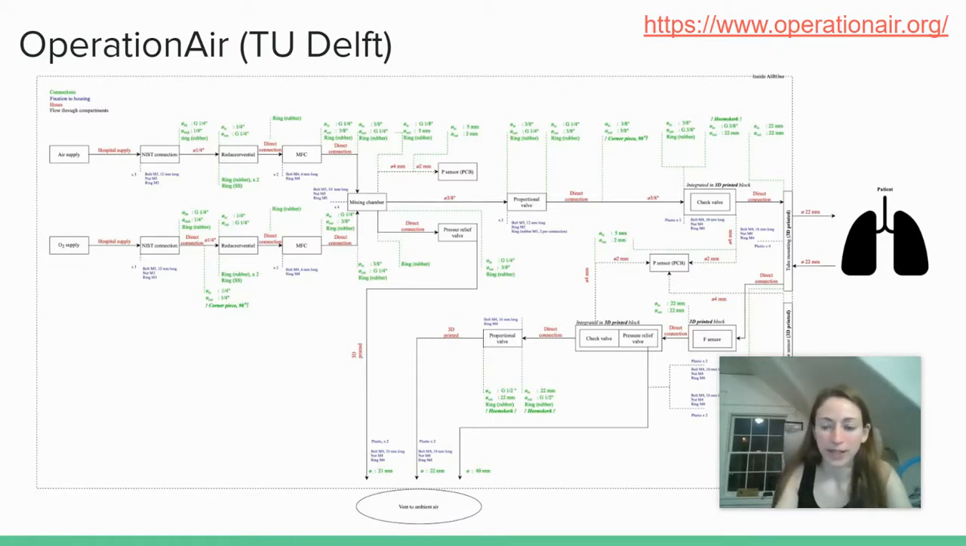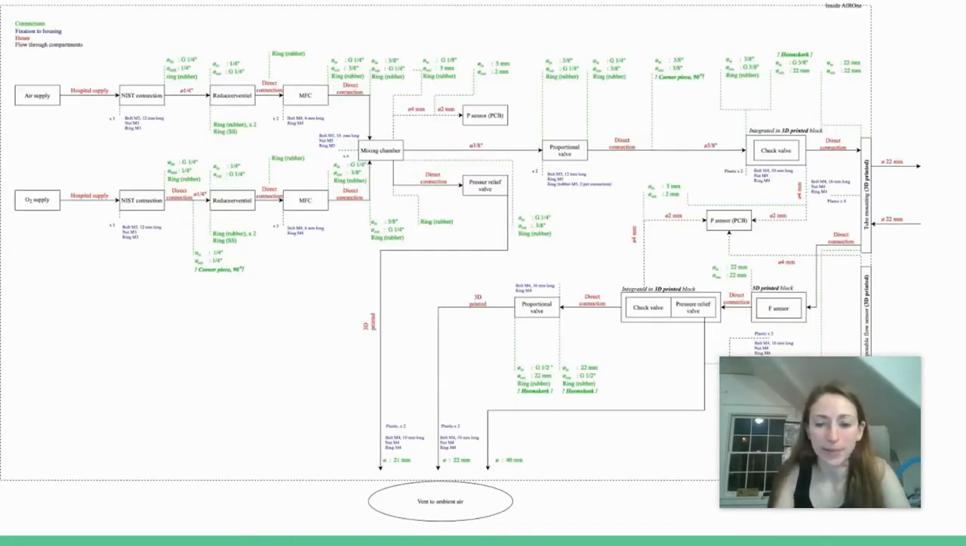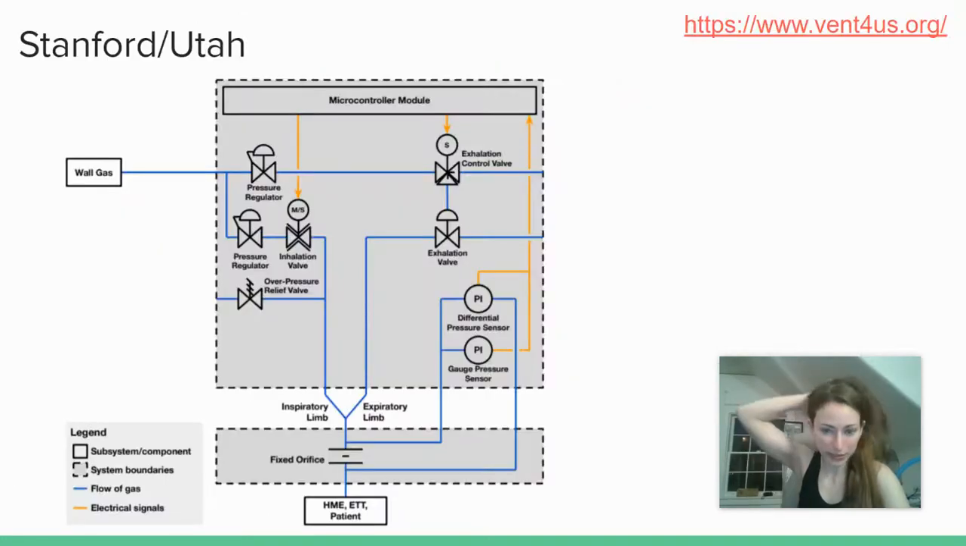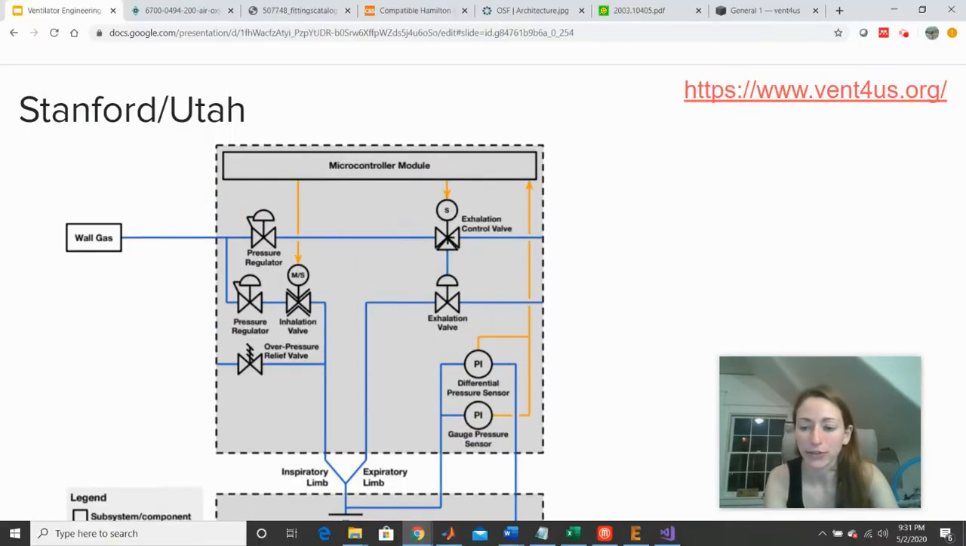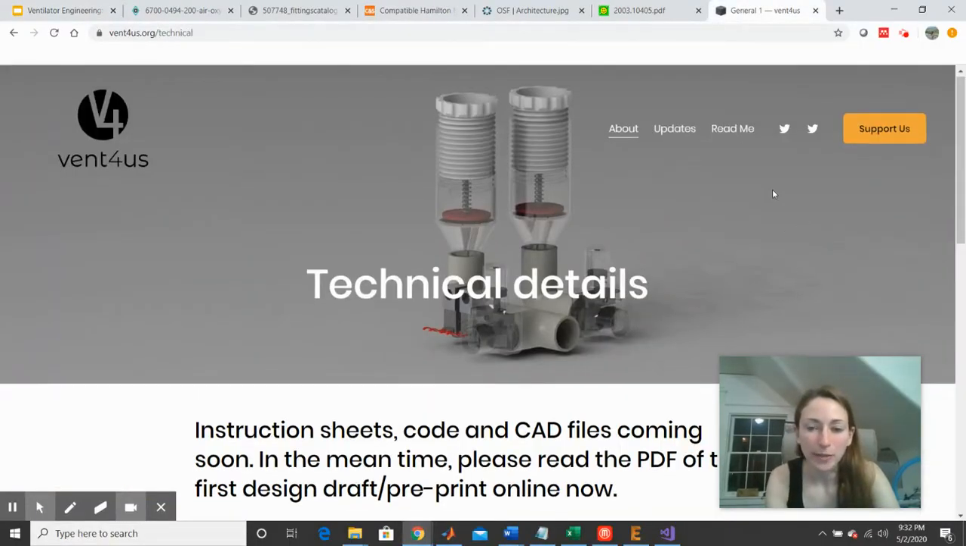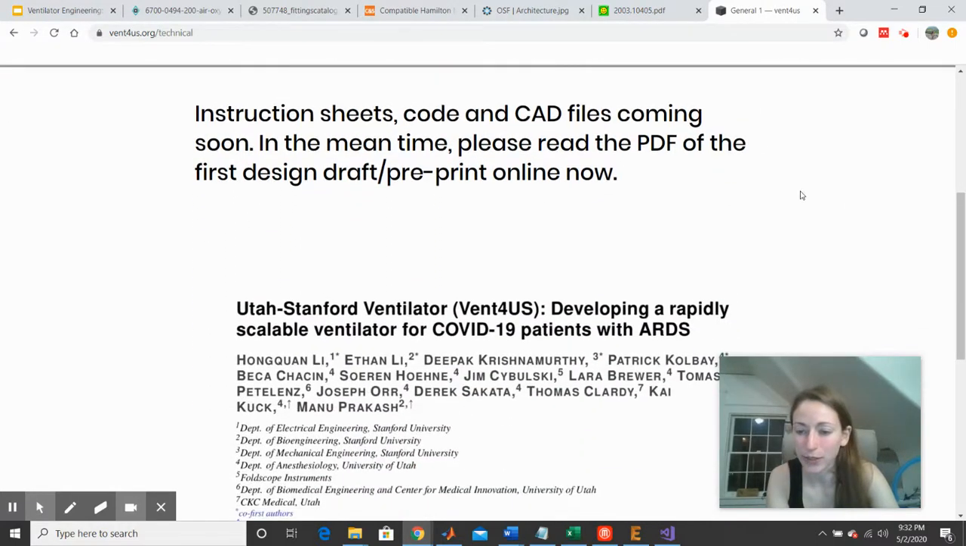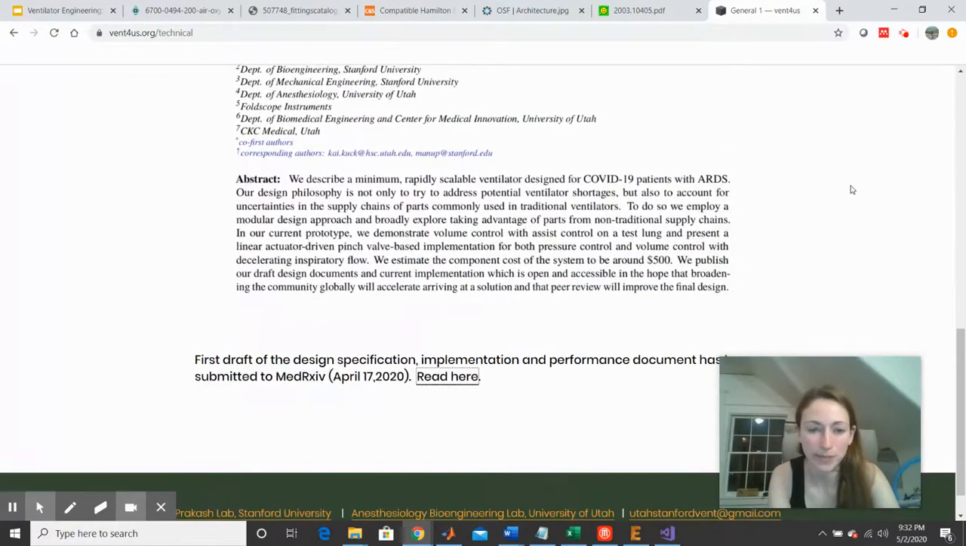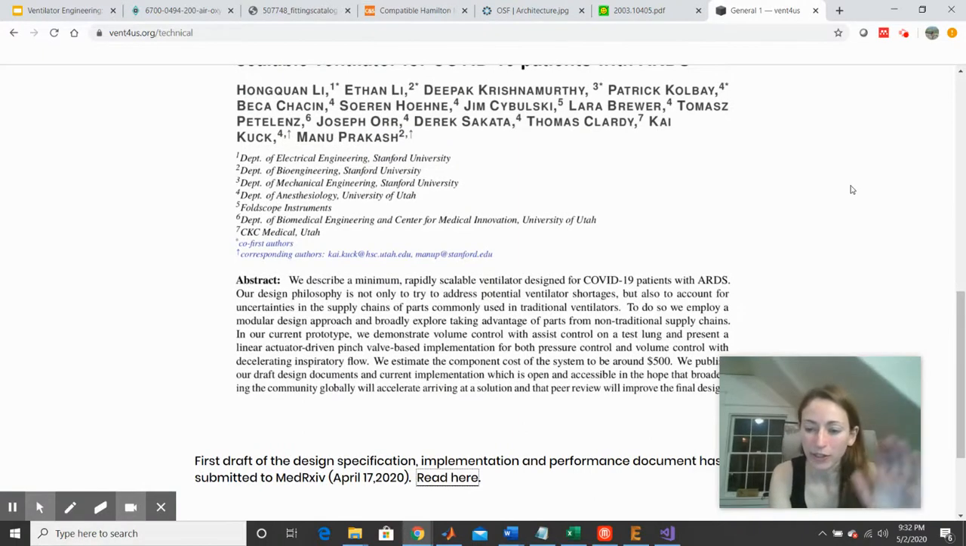Okay, and not to linger on this, we're just going to move quickly to the Stanford, Utah project, and this one's called Vent for Us. So we'll go to their website. And on their main website, they have some nice videos of the design in action. So you can try to look at those and get a sense for what the components are.